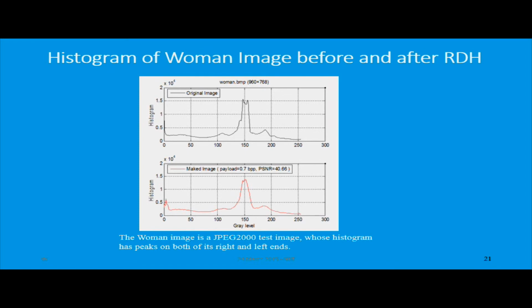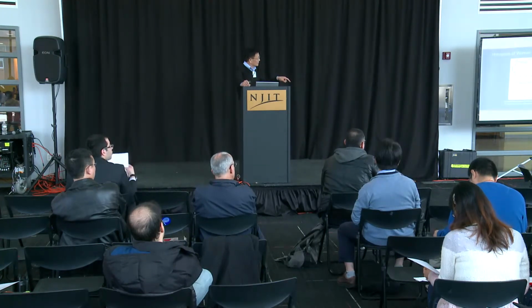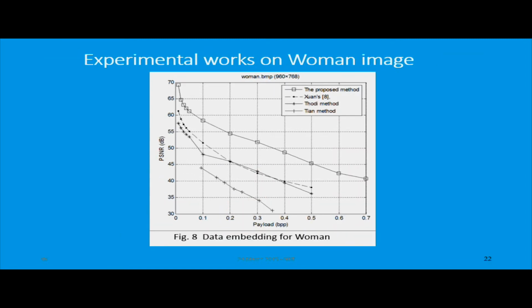And this is a histogram of this woman image. The top is the original image. We notice that both 0 and 255 have pixel values, especially 0, where there is a high peak. This is one of the JPEG 2000 test images, because if people think their algorithm is good, then on those tough images, if you can perform better, your performance is verified. In total there are 8 test images, and this is one of the 8. The bottom is the image after data hiding in our work, and the histogram changes a little bit, but not that much.